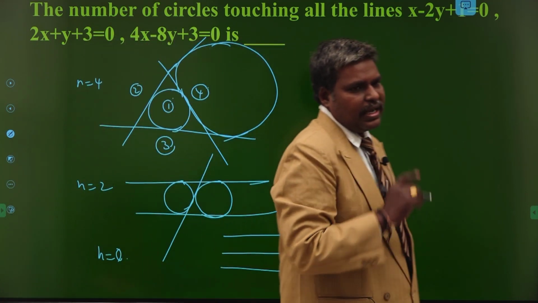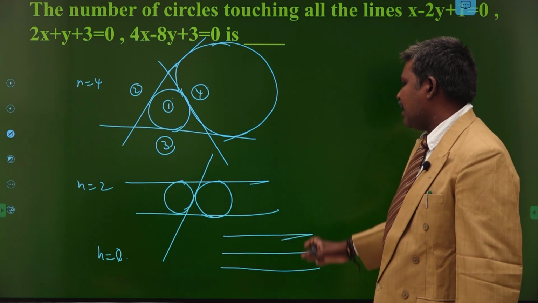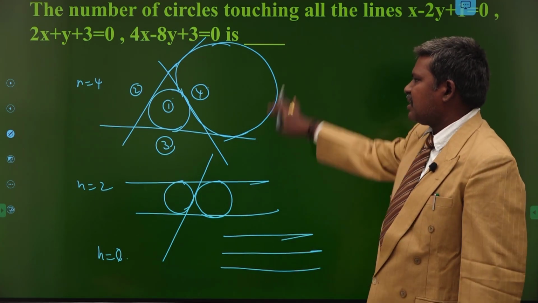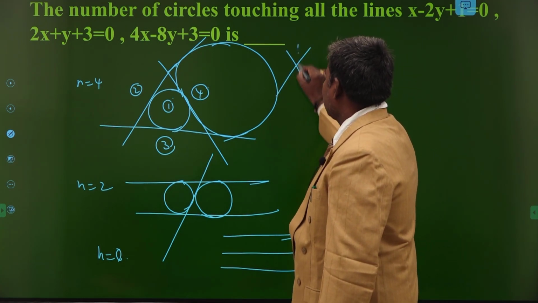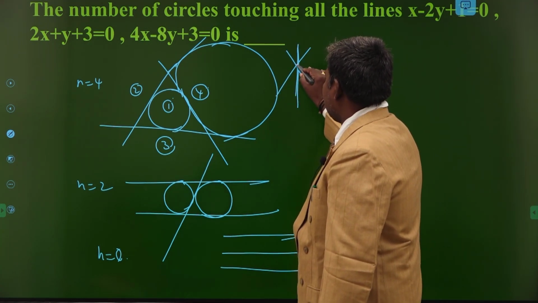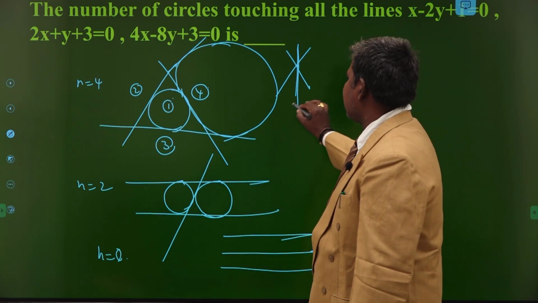So, suppose the 3 lines are in this manner, they may form a triangle, or 2 may be parallel, or 3 may be parallel. These are the 3 cases. Suppose the lines are concurrent, there exists only one circle passing through that point, that is maybe a point circle. This is the special case.